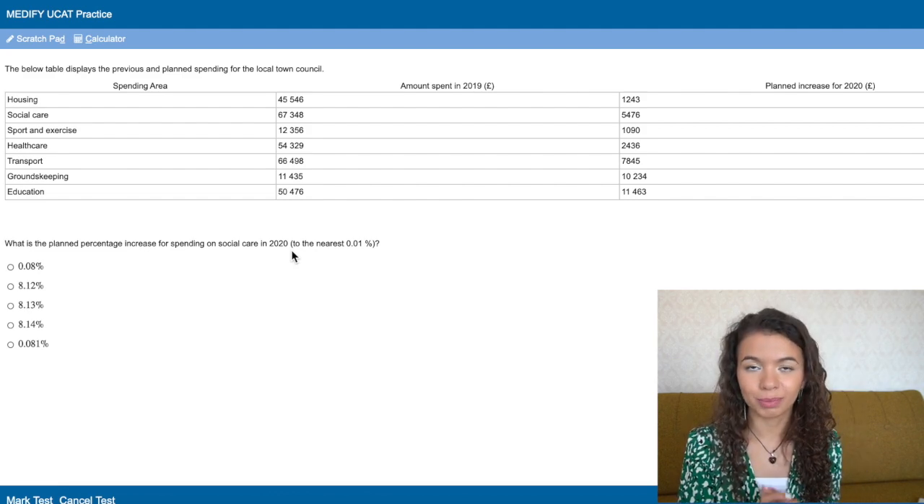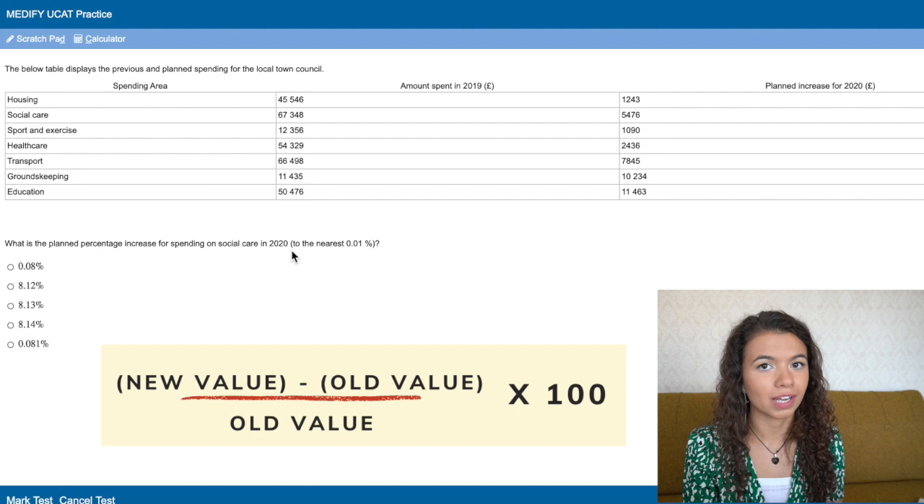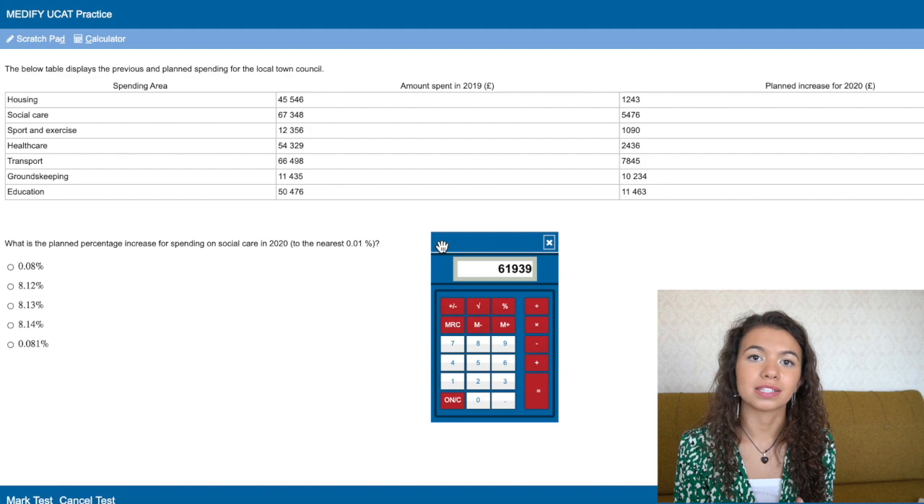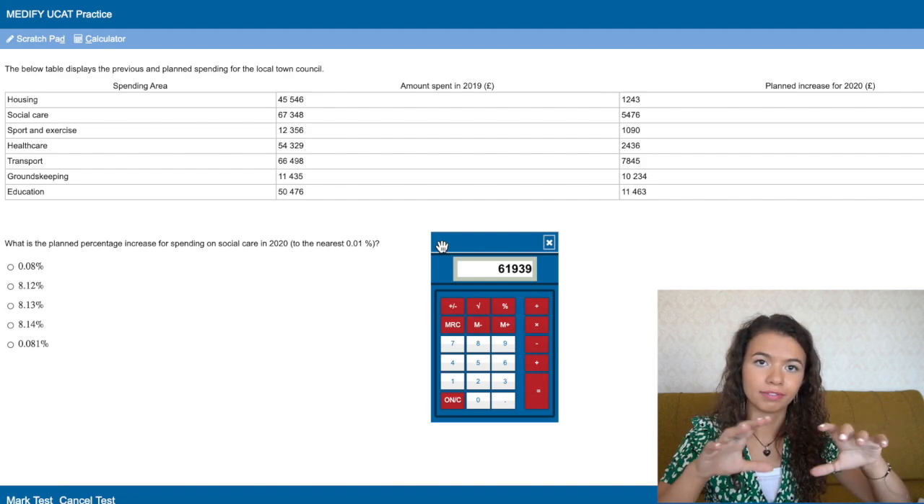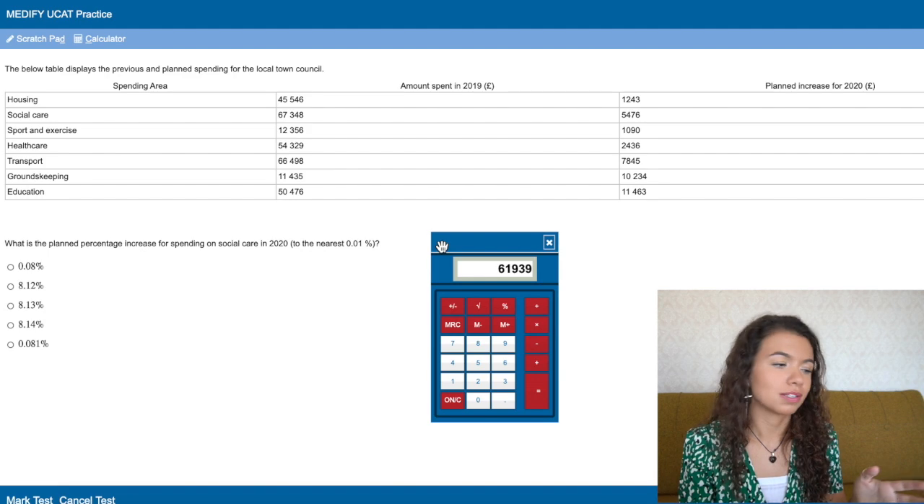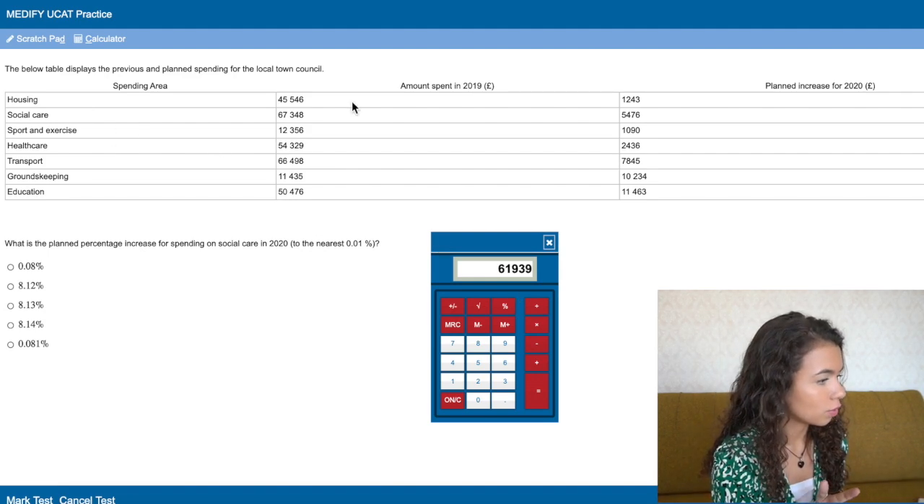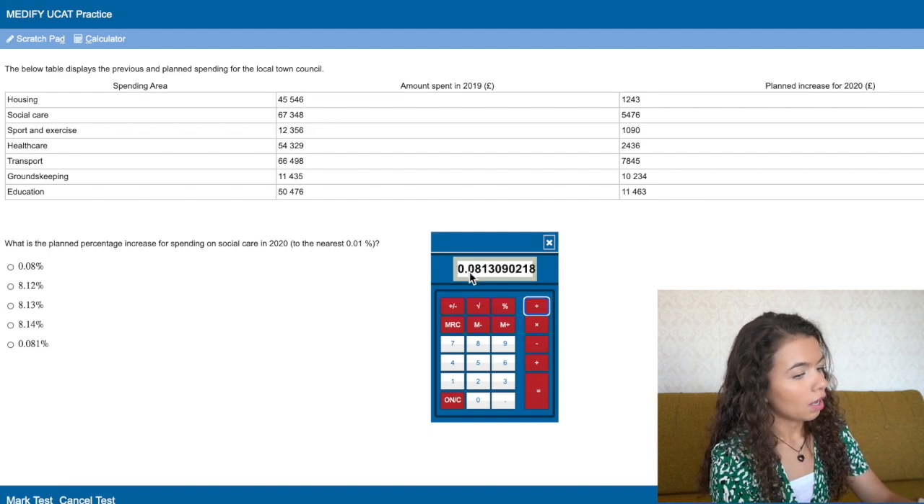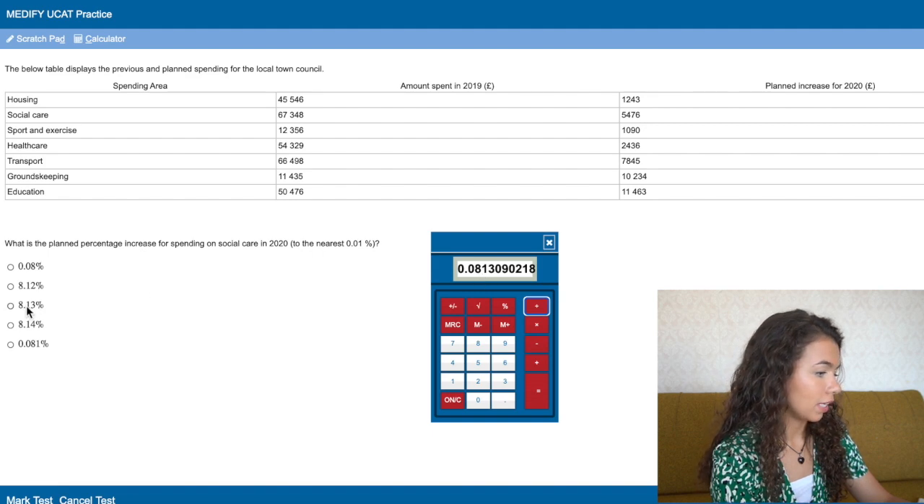What is the planned percentage increase for spending on social care in 2020 to the nearest 0.01%? Again, we said that the formula for percentage change was the new value minus the old value over the old value times 100. So in this case, the planned increase would be the equivalent of the top half of the formula, the new value minus the old value. For social care that is 5476, and you want to divide that by the old value, which is 67,348. Multiply that by 100, so move the decimal places by 2, and you've got 8.13.